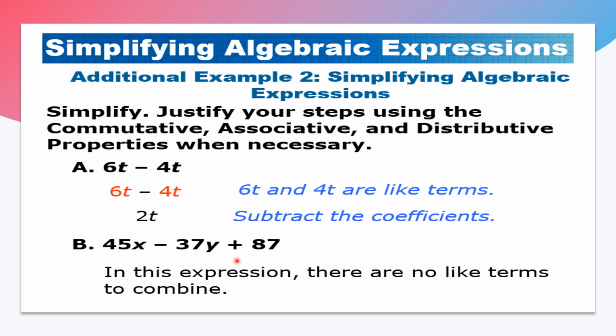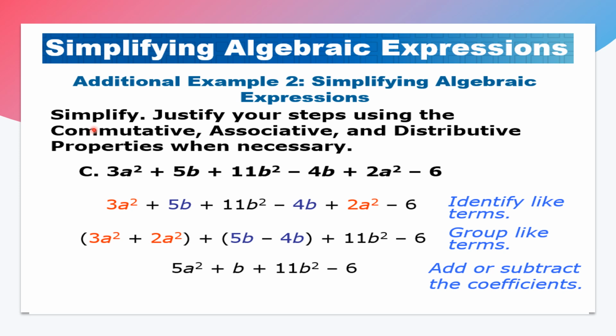45x minus 37y plus 87. In this expression, there are no like terms to combine. So there's no need for combination. All right, so let's have another example.